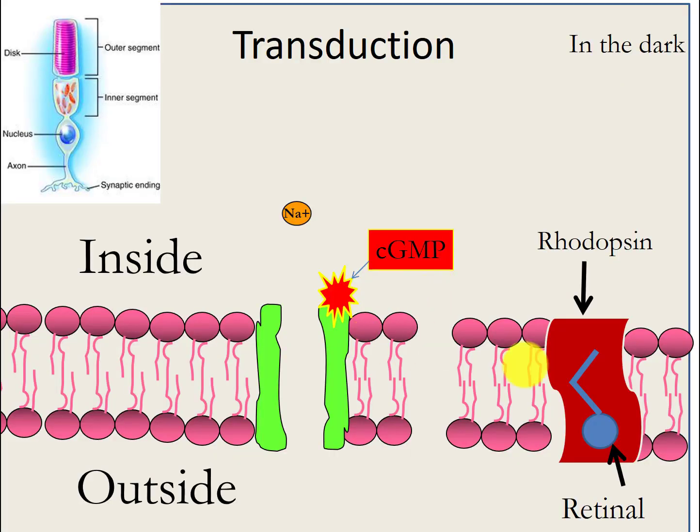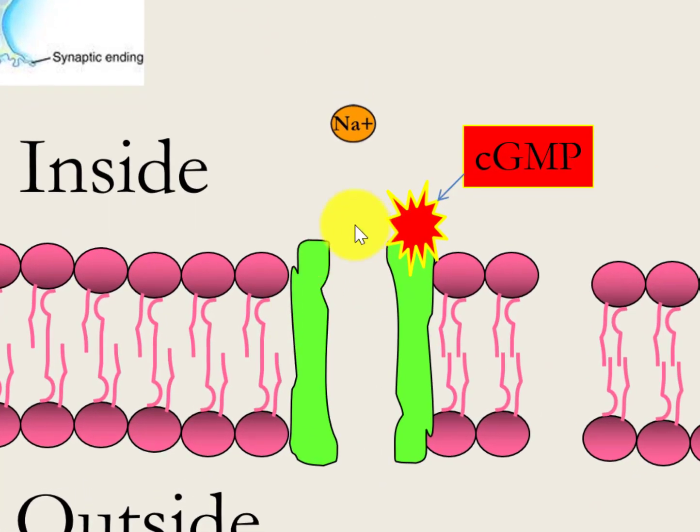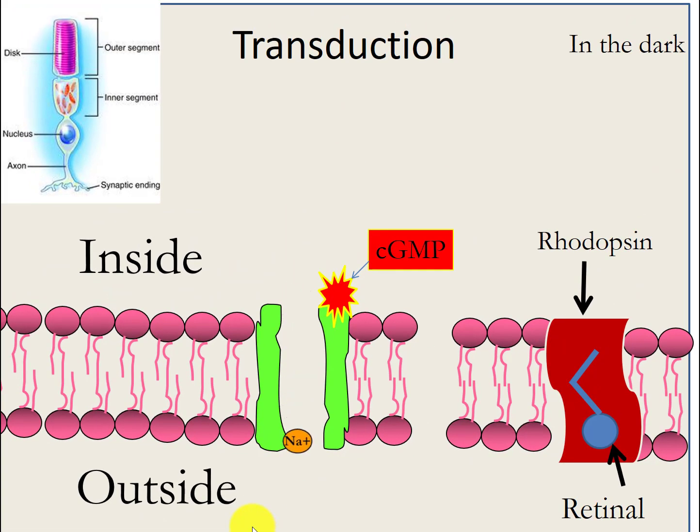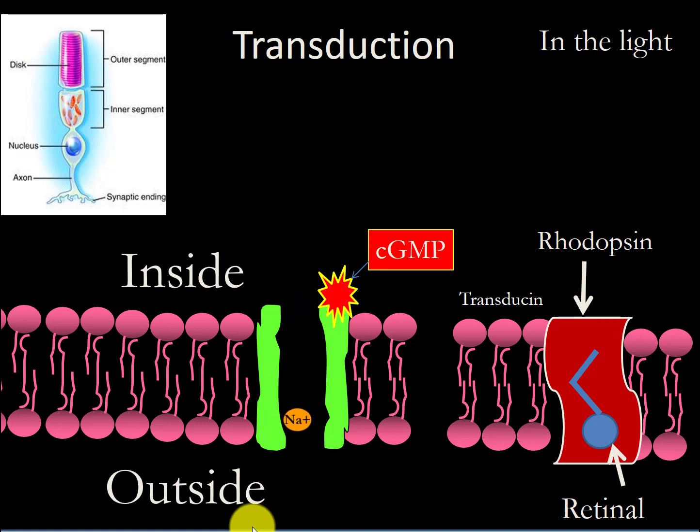So here's my drawing of a membrane in a rod. You have this ion channel here, and it's allowing sodium to constantly come in. It's constantly being kept open by a chemical called cyclic GMP. Sodium comes in constantly, depolarizing the cell. This is happening constantly in the dark. We call this sodium that comes in the dark current. It keeps this modified neuron, this rod, in a perpetual state of depolarization.